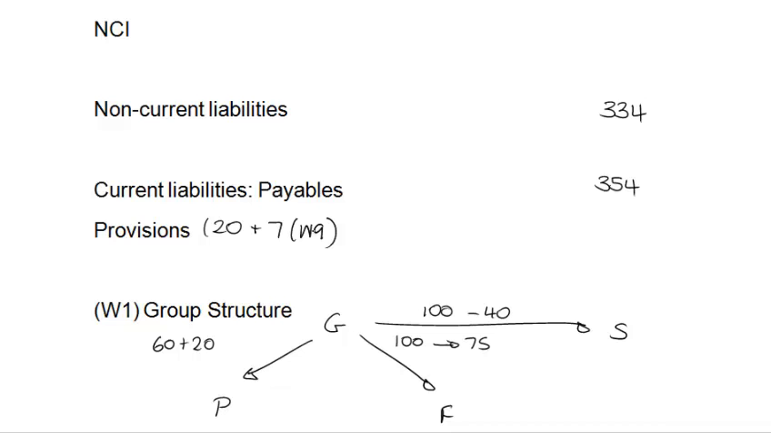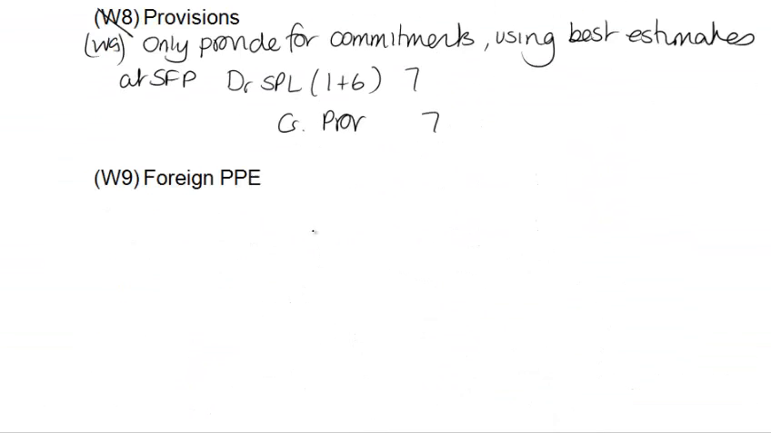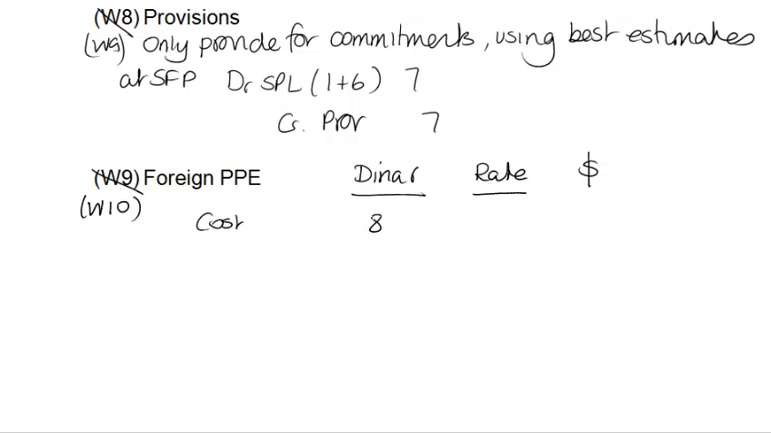Note 6, we've got an overseas property. So foreign PPE, this is going to be working number 10. And what I would be inclined to do, because it's in a different currency, I'm simply going to say dinars, rate, and dollars. I'm going to keep things simple. The original cost was $8 million when the rate was 2 dinars to the dollar. So it was 4 million dinars. At the 30th November X9, the property was revalued to 12 million.